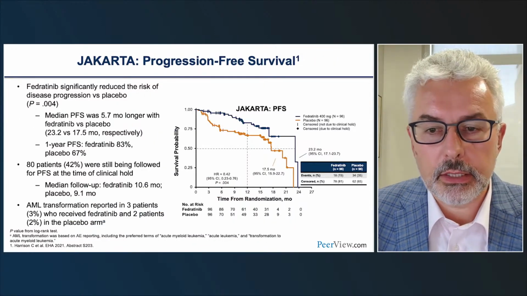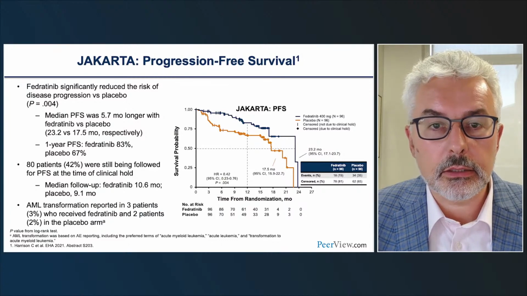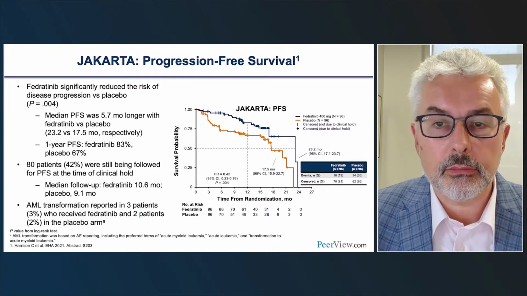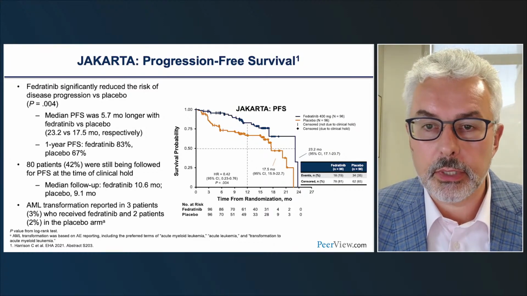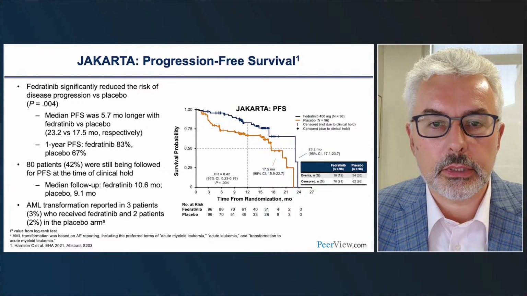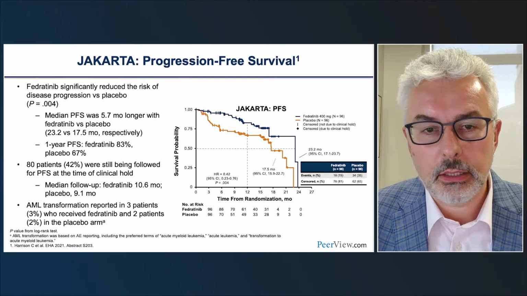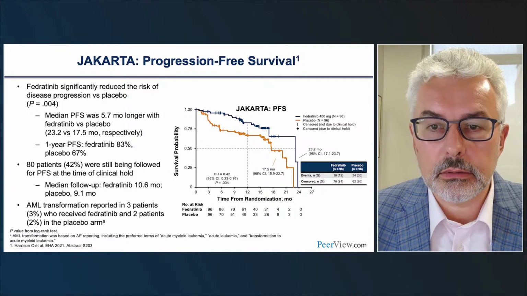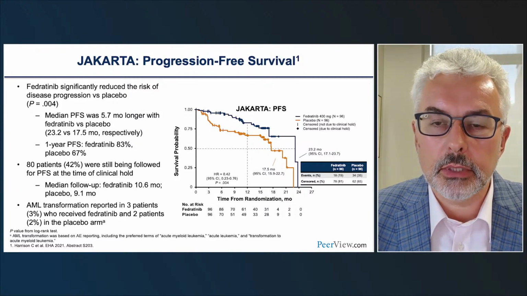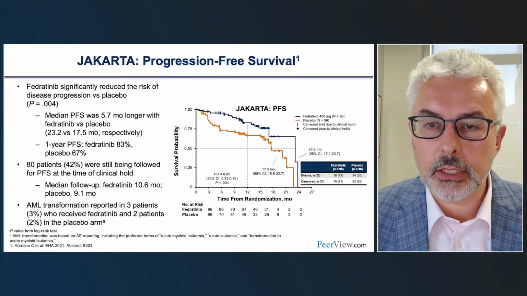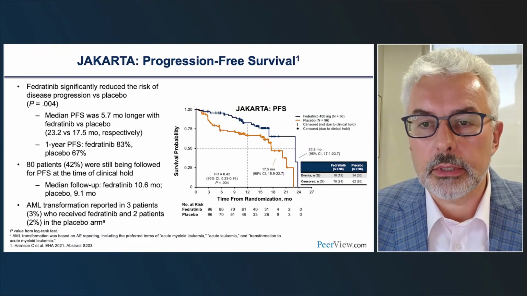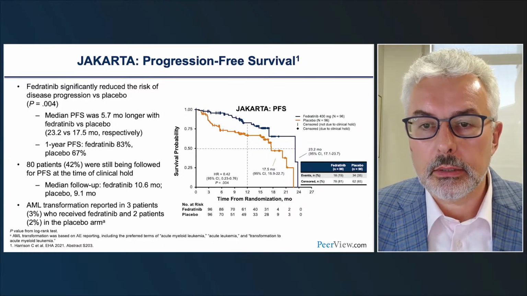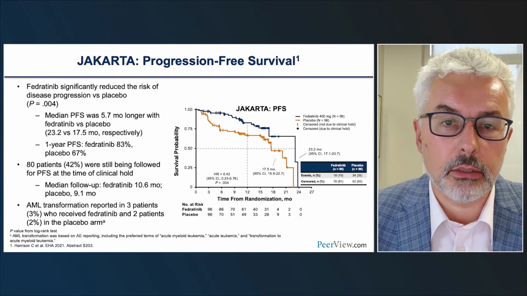Furthermore, very recently, there was an analysis of progression-free survival from that study, the Jakarta frontline study, where patients were again randomized between 400 milligrams of fedratinib versus placebo. And you can see here in a curve that there was a quite dramatic difference between the two arms. Obviously, the Jakarta study showed fedratinib to have much better influence on progression-free survival. The placebo therapy was not very good at all in any aspect.